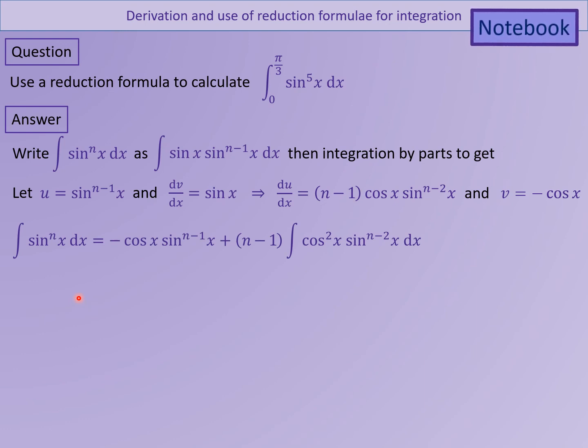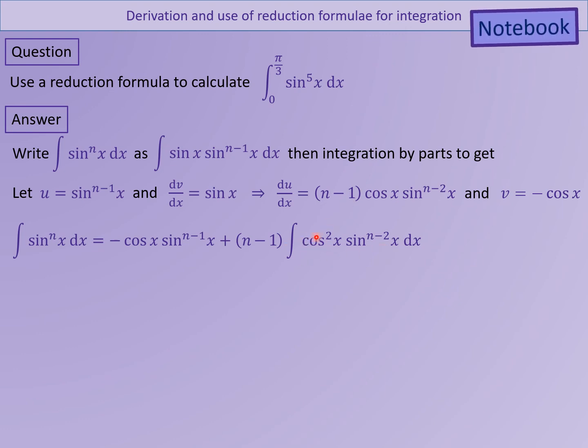So we end up with the integral of sine to the n x equals minus cos x sine n minus 1 x plus n minus 1 times the integral of cos squared x sine n minus 2 x. Okay, now don't blame me for looking and going, well, this looks very different to this. All right, it hasn't really worked out, has it? Because I've got an extra cos squared.